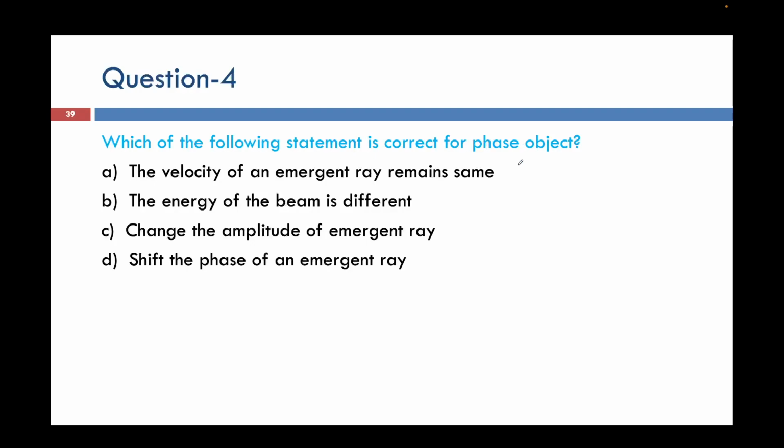Hello. Taking the number 1. Which one? C, sir. B. I'm not sure, C: change the amplitude of the emergent ray. No, the amplitude is changed by an amplitude object.